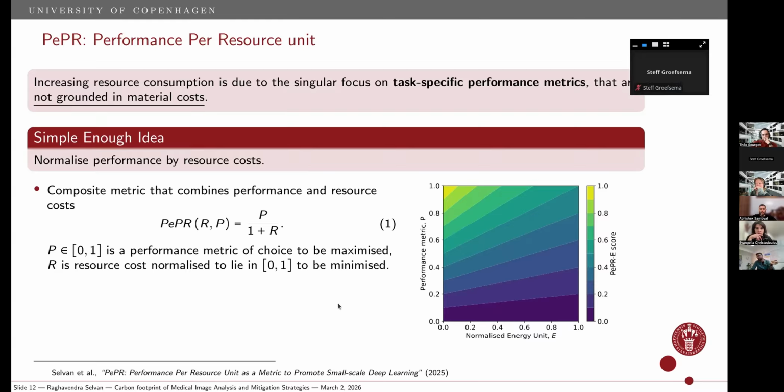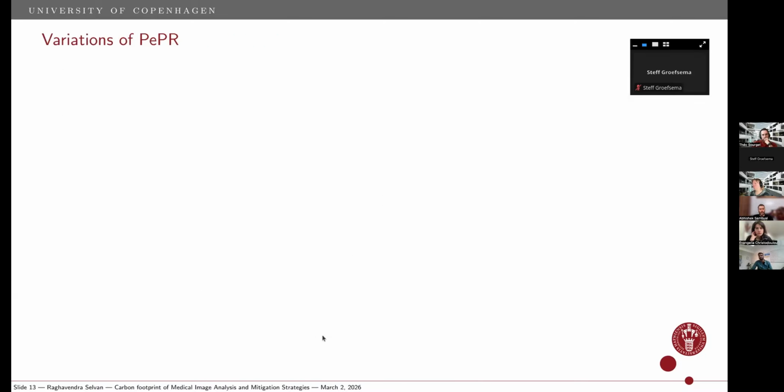Now, there are different ways of doing this. If you have a model which is not performant, and it still uses a lot of energy, then it has a low PEPPER score. But if you have a model which achieves comparably similar performance to another model which uses slightly less energy, then that has a better PEPPER score, which is what we would like.